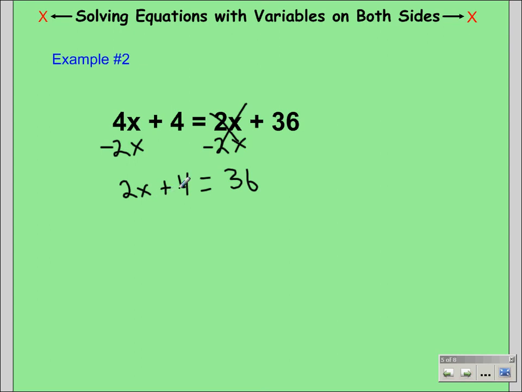All of our x's are on the left side already, so all we have now to do is to remove our positive 4 from the left side, which we can do by subtracting because subtraction is the inverse of addition. So 2x is equal to 40. And our last step, you guessed it, is to divide by 2 because the 2 and the x are next to each other, which represents multiplication. So we'll divide by 2, and x is equal to 20.